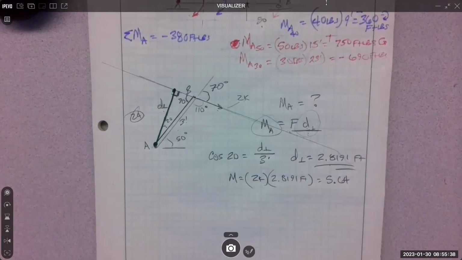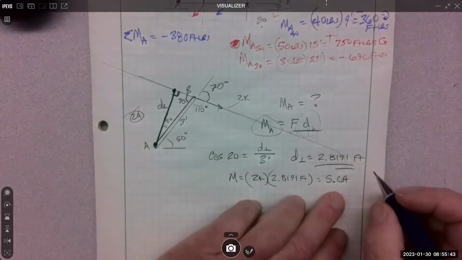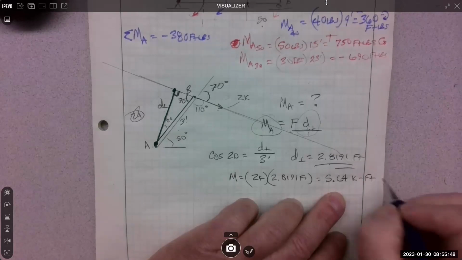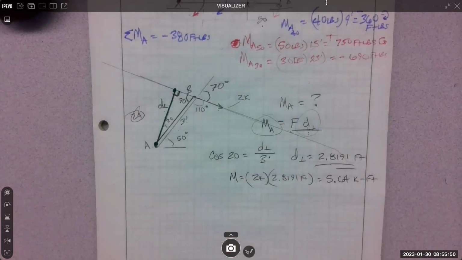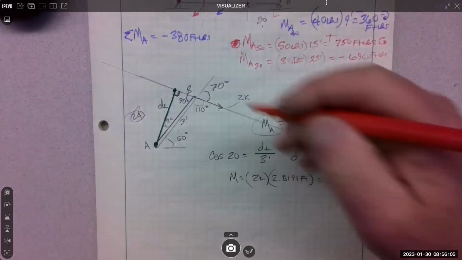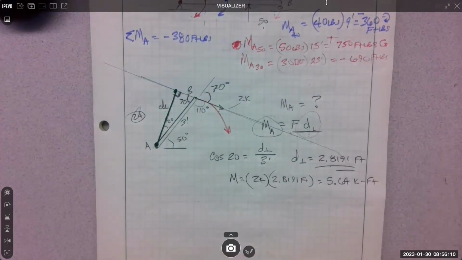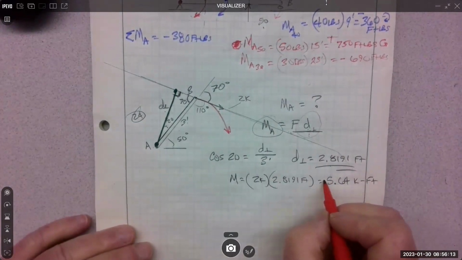All right, 2K times this new perpendicular distance, 5.64 kip feet. Kind of an interesting unit. Kips are pounds, thousands of pounds. What kind of rotation do I have? Take a string, tie it to the arrow, let go of it. Where's it go? Yeah, it's going to go this way. Right? Clockwise, which is negative.